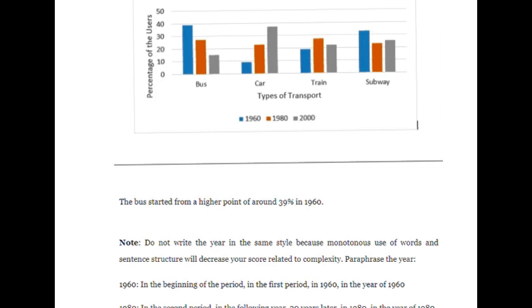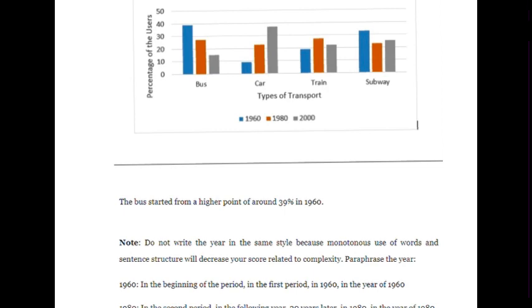Then for body paragraphs 2 and 3, you need to give a detailed explanation. After dividing the data based on major trend, you can use the division of the data in the second and third paragraph. The second paragraph will then concern the bus and the car, which have a constant trend, while the third paragraph will concern subway and train, which is a fluctuating trend.